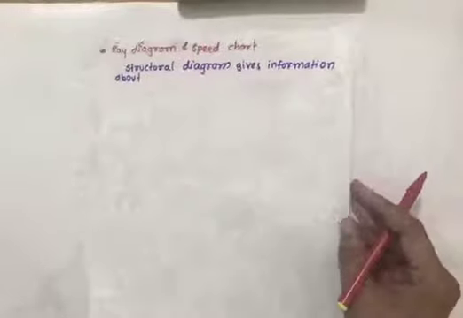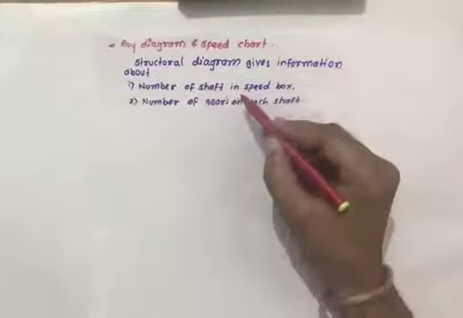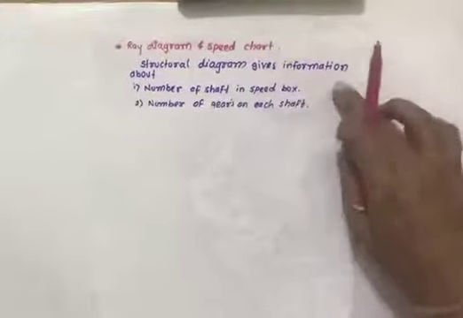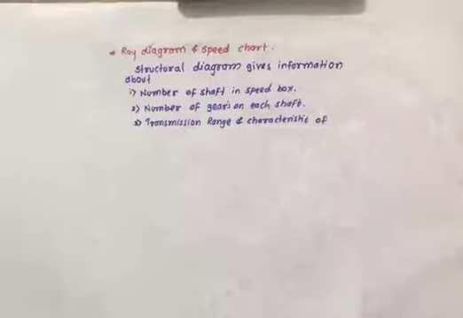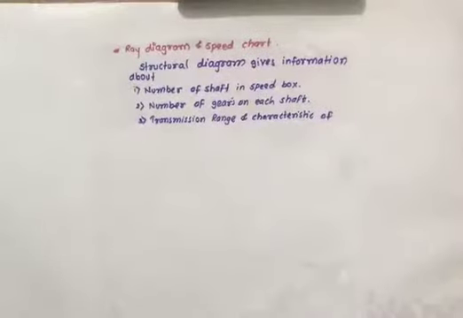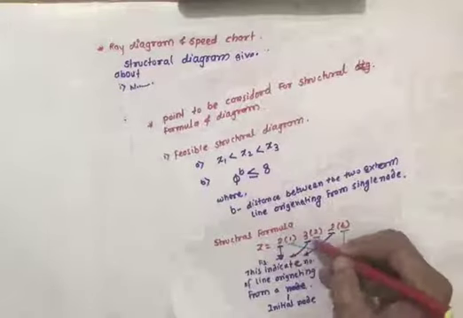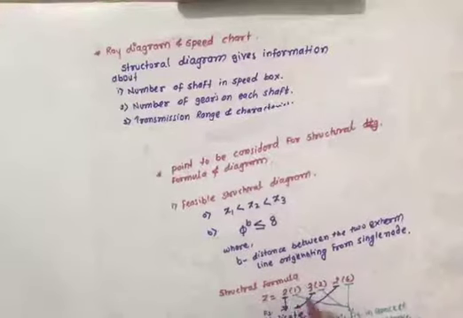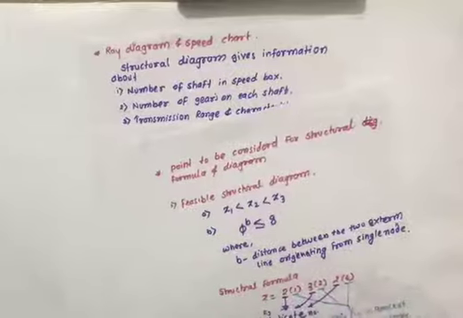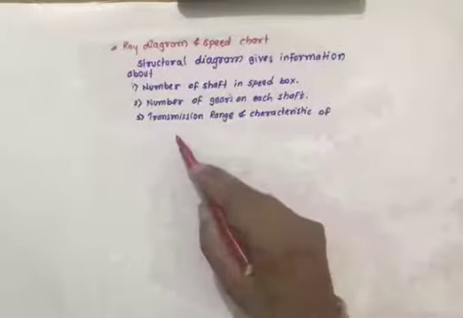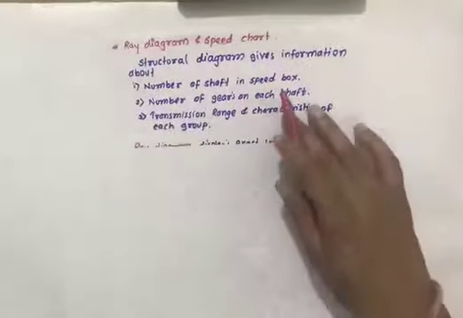Now next is the ray diagram and speed chart. The structural diagram gives information about the number of shafts in the speed box, that is the vertical lines, and the number of gears on each shaft, that is these bracket figures. This outside figure gives the number of gears on each shaft. This means the first stage has 2 gears, then 3 gears and 2 gears. And third is the transmission range and characteristics of each group.